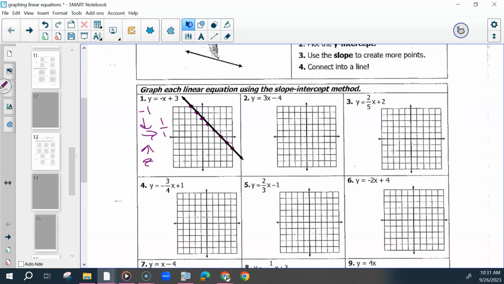Right? So we're not writing the equation. We don't have to find the slope or anything like that. We just have to be able to figure out what our slope and y-intercept are and use it to graph it. Do you have any questions so far?